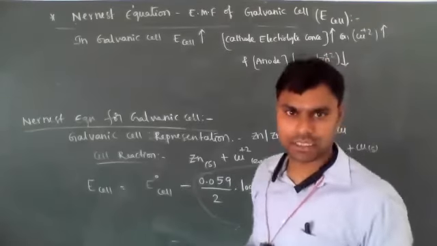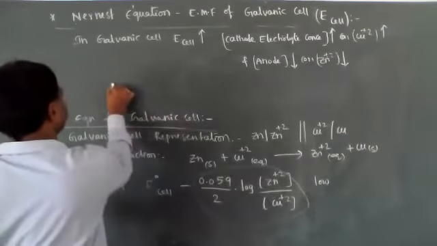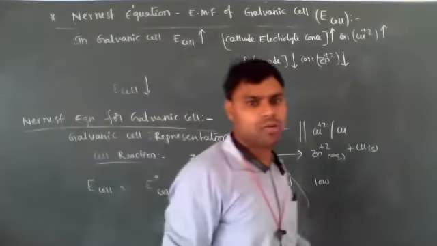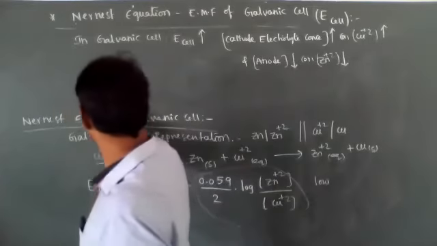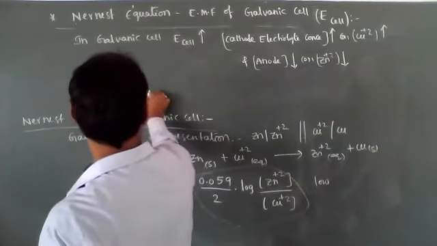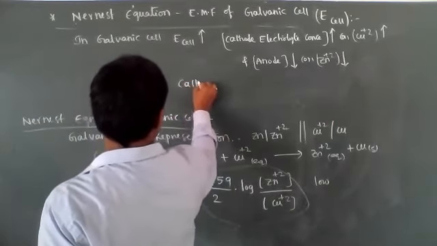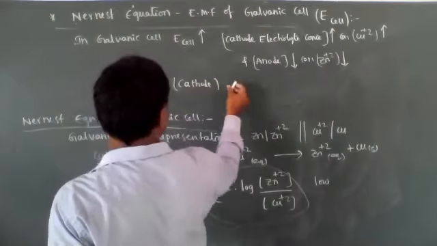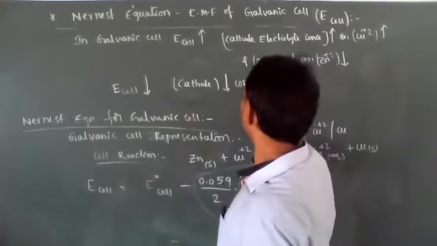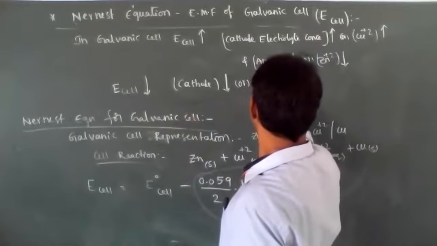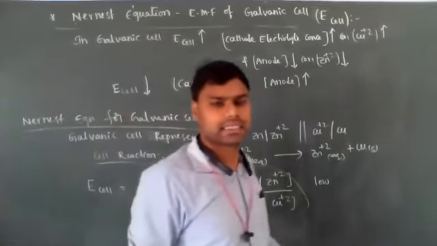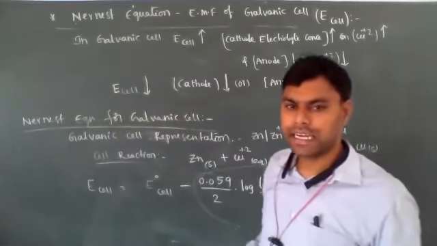Electrolyte concentration decreases. So that is an important condition. In the same way, for a galvanic cell, the electromotive force of the cell will decrease. When the cathode concentration, instead of increasing, decreases, or the anode concentration increases, then the electromotive force of the galvanic cell decreases.